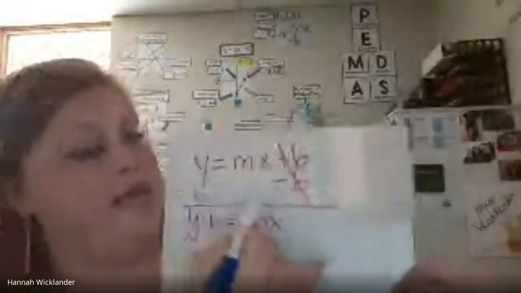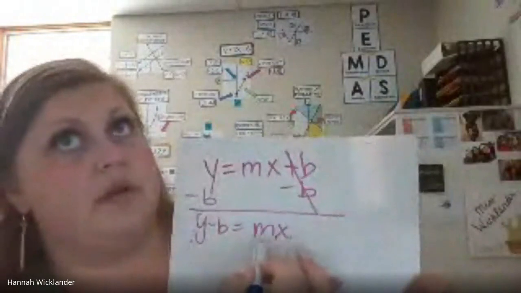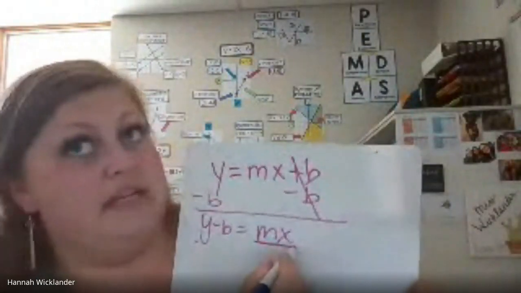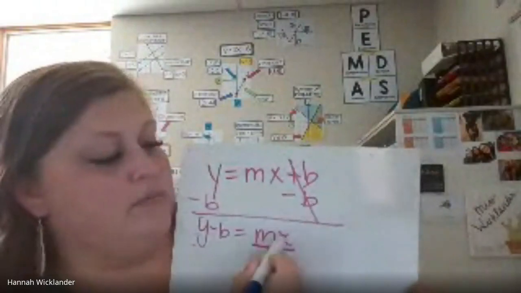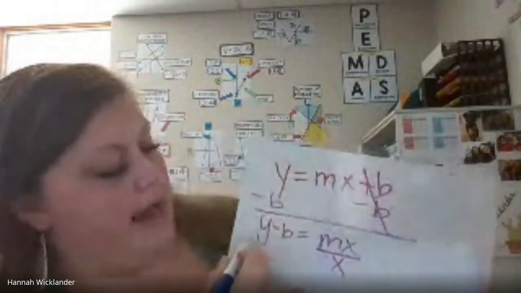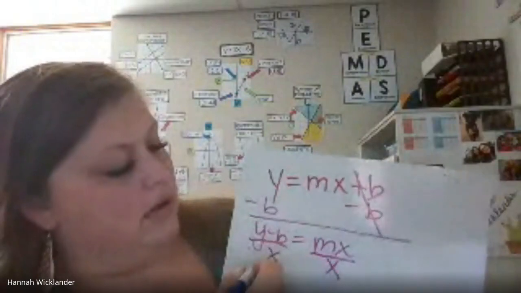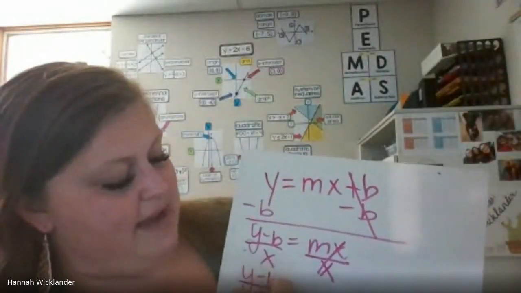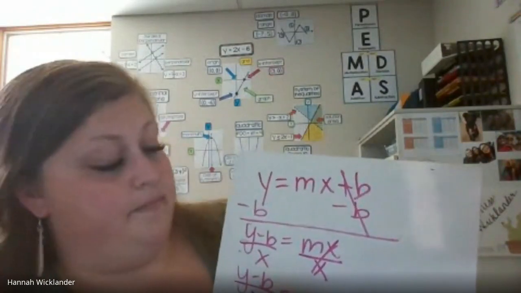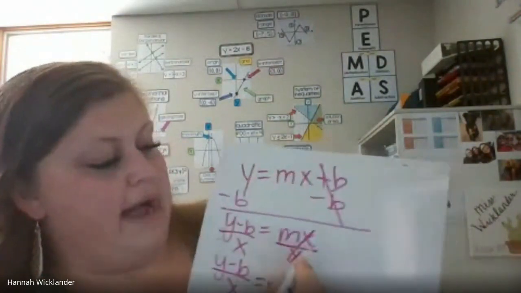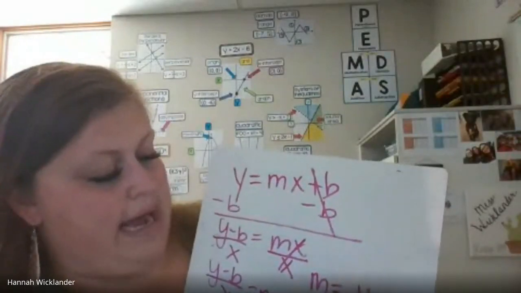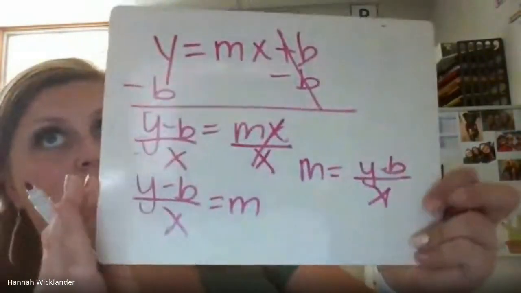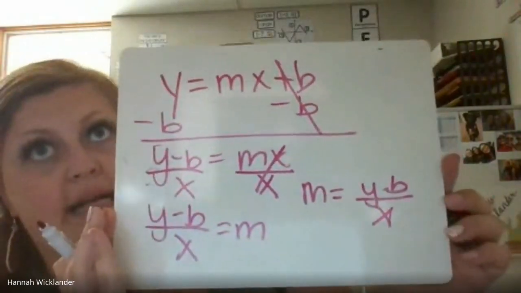Okay, so the M and the X are being multiplied by each other. So I'm going to do the opposite of multiplication, which is division. And I'm going to divide by X because multiplication and division will cancel each other out. So then I'll be left with y minus b divided by x equals m. Or I can rewrite it as m equals y minus b divided by x just so that the m is on the left side. So does that make a little bit more sense?